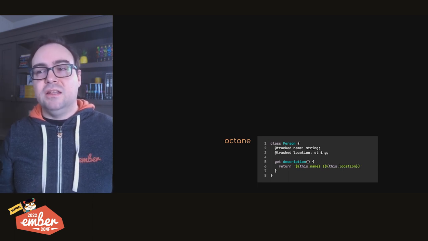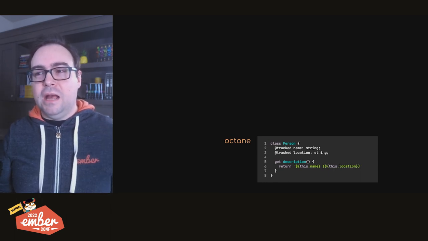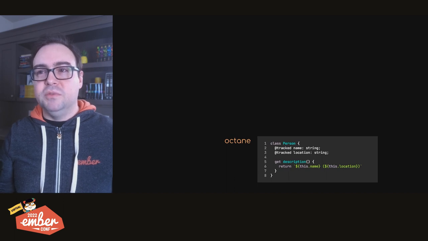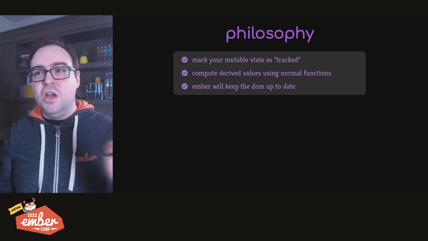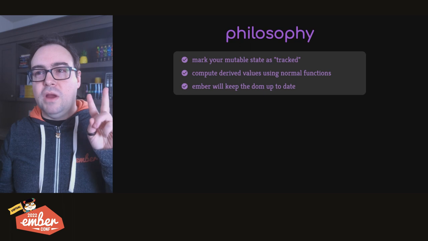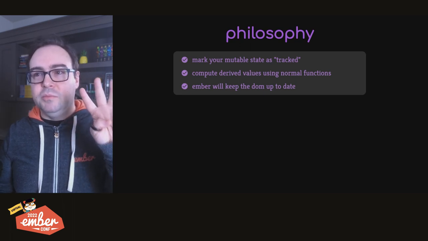When we say that the fields are reactive, we're actually talking about the output. When a field is reactive and a computation based on that field is used in a template, Ember will automatically keep that output up to date. We can summarize the philosophy of Ember reactivity like this. You mark your mutable state as tracked, you use normal functions and getters to compute derived values, you use the computations in a template, and Ember keeps the output up to date.